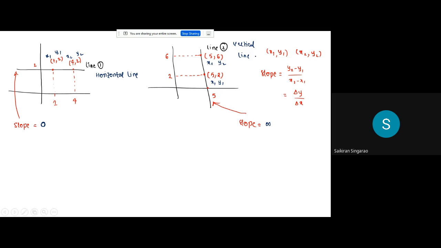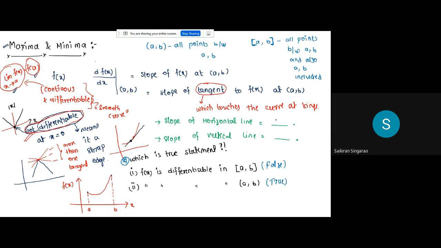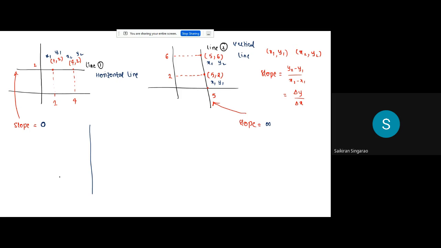Correct. So the question I asked you was very simple. What is the slope of a horizontal line? 0. What is the slope of a vertical line? Infinity, right? Very simple. So if I ask you a simple question: say this is line 1, this is line 2, which line has more slope? Can anyone tell me now, just after understanding all these things? Without even giving any points, you should be able to tell now.